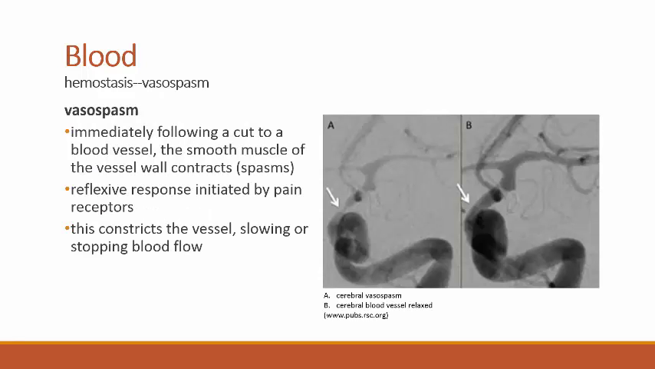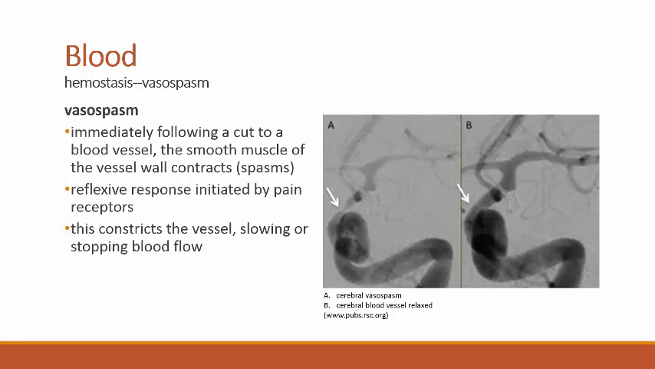Vasospasm occurs as a damaged blood vessel's smooth muscle layer in the vessel wall contracts, it spasms, and this is a reflexive response. It's initiated by pain receptors. So pain receptors notice that damage has occurred, and there's a reflexive response that immediately causes smooth muscle in the blood vessel wall to contract, and this will constrict the blood vessel, and that will either slow the loss of blood or may, if it's a small enough blood vessel or a small enough cut, actually stop the flow of blood altogether.